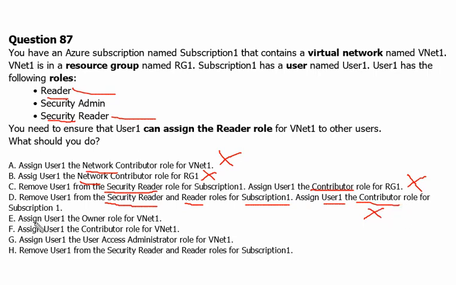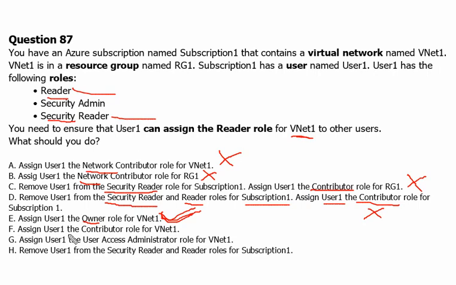Option E is assign user 1 the owner role for VNet 1. Yes, if we would like to assign other users any role over the VNet 1, then we can assign the owner role over the VNet 1, and it will allow the user to assign other users the permission as well.